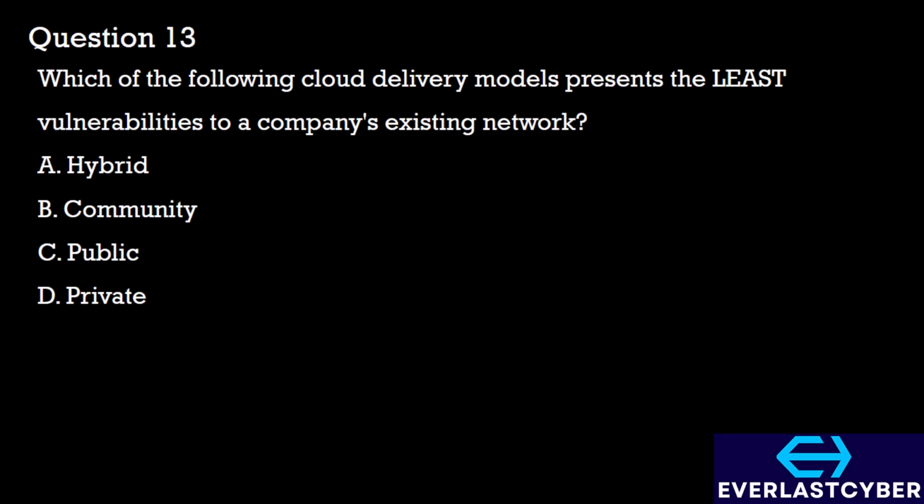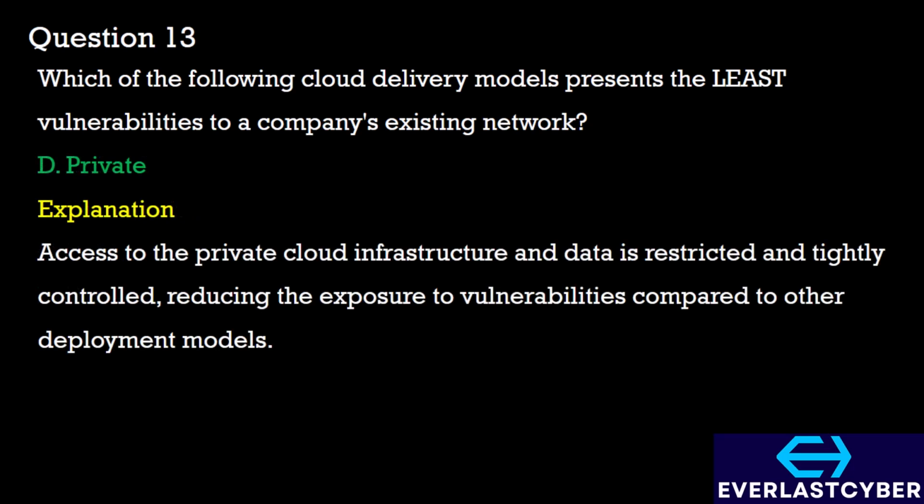A private cloud, on the other hand, is dedicated solely to one organization, and it is usually located on premises or it is hosted by a third-party provider. In this case, it offers the highest level of control because it is isolated from other organizations. So the best option here for a model that provides the least vulnerability would be option D, the private cloud.